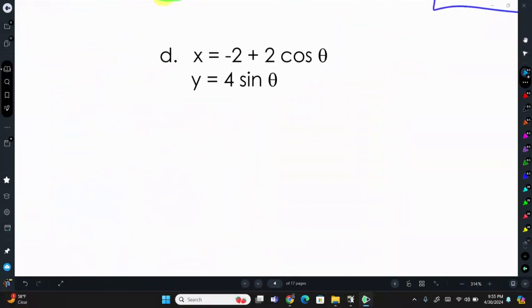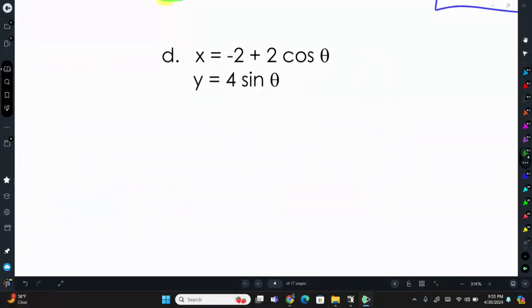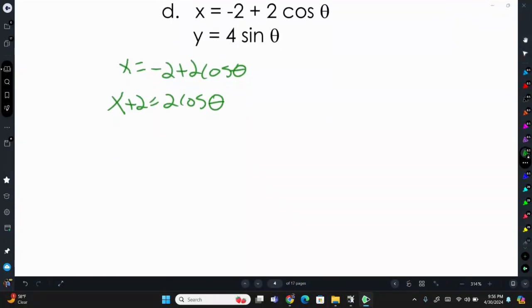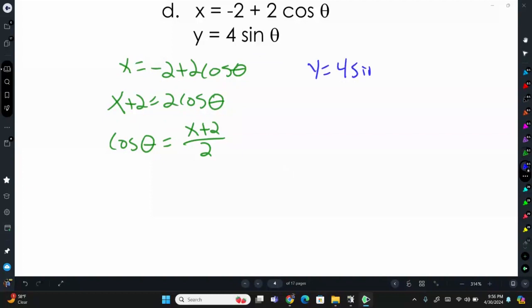All right, now this one, we have sines and cosines, so we'll get the trig functions by itself. Add 2 to both sides. x plus 2 equals 2 times the cosine of theta, and then divide by 2. So the cosine of theta is equal to (x plus 2) over 2. Then with our y equals 4 sine theta, well, that one's easy. Just divide both sides by 4. Sine of theta is equal to y over 4.